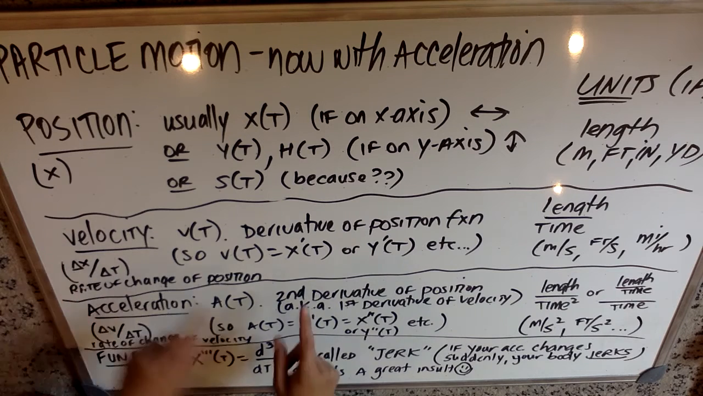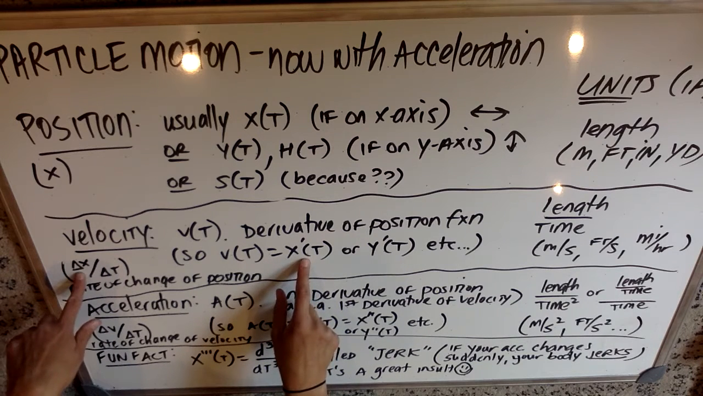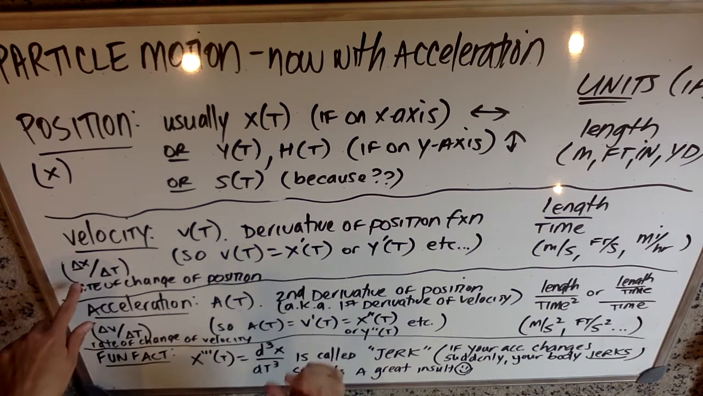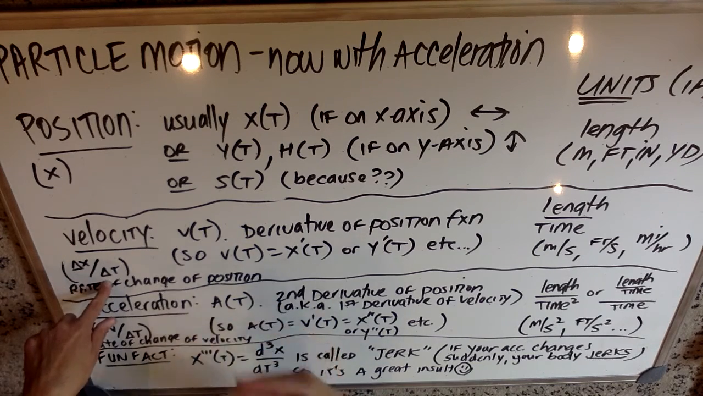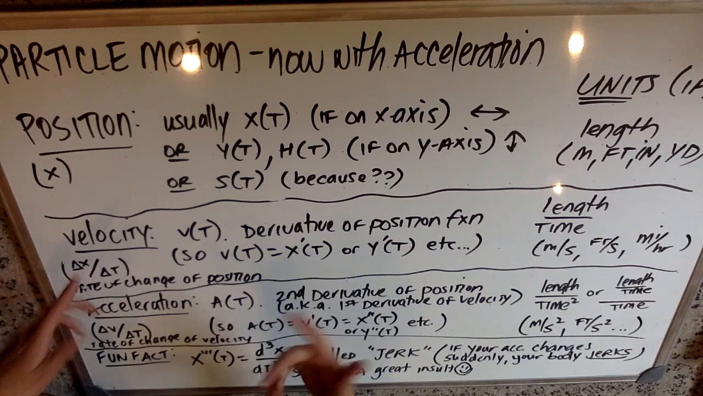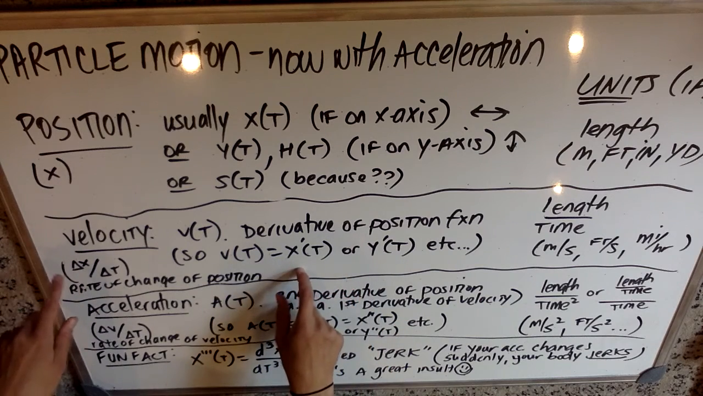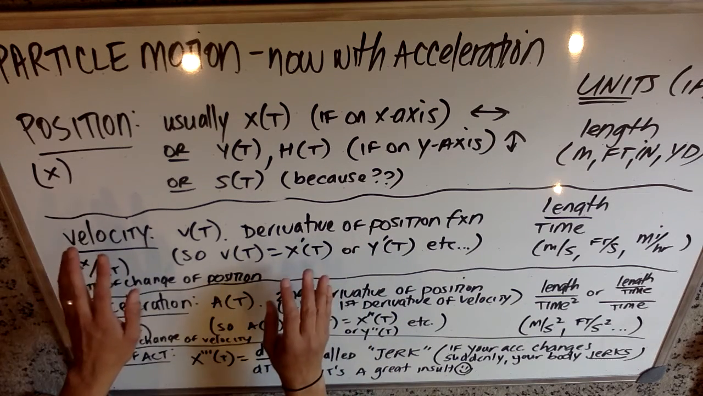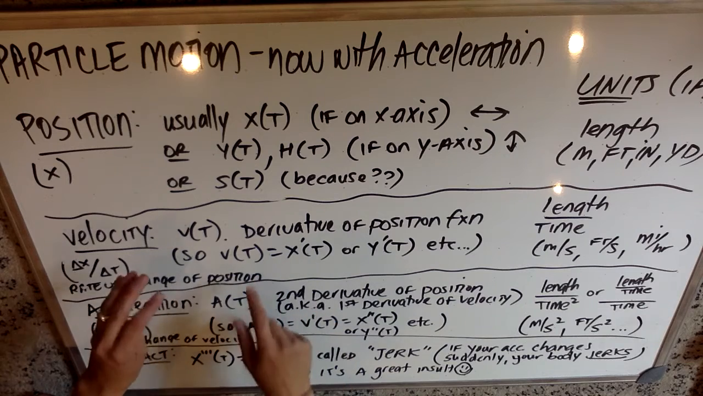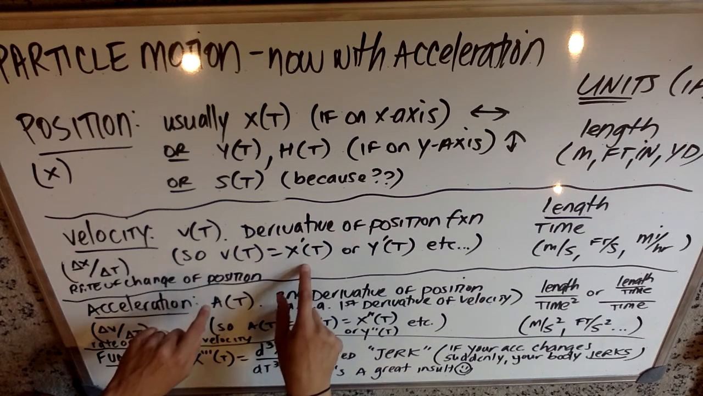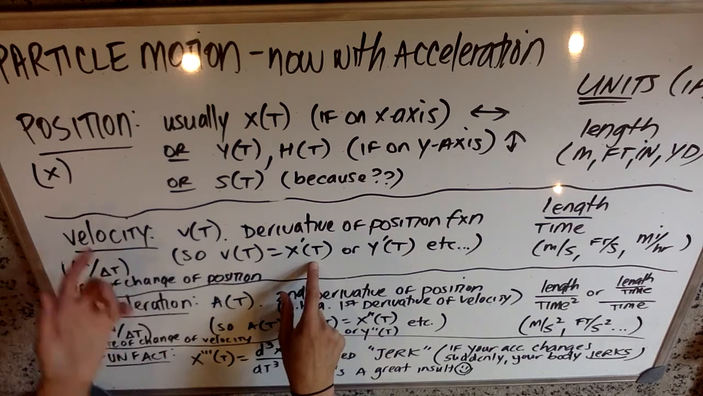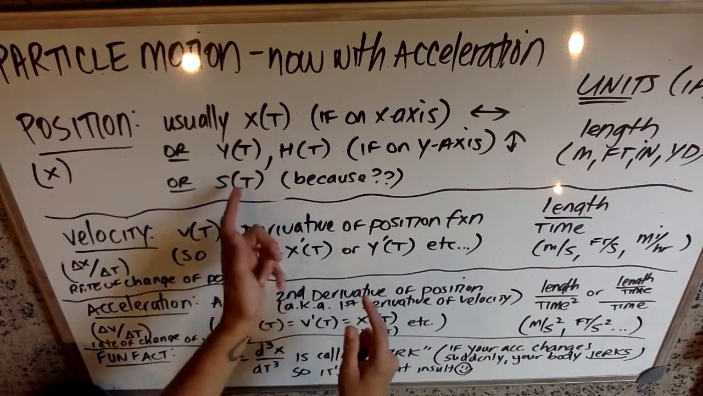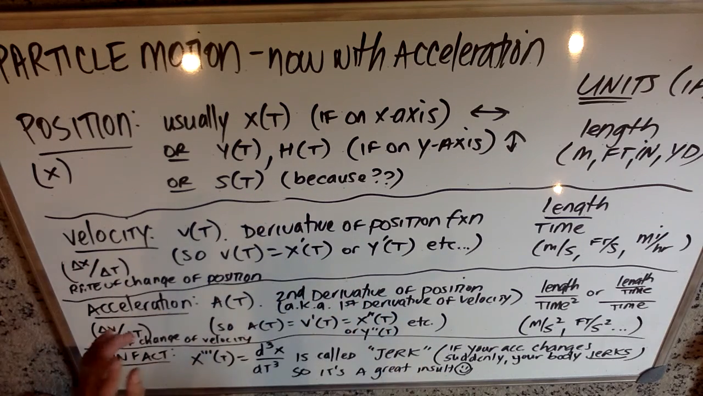So it's not a surprise that this is the derivative, because remember, this delta symbol can also be written as a d for a little teeny change. So dx dt would be the derivative of x with respect to t, or x prime of t, right? So velocity is usually, it's safe to abbreviate velocity as v of t, but it is worth noting that v of t is the derivative of position. So v of t is equal to x prime of t, or y prime of t, or h prime, or s prime, whichever of those functions you're using.